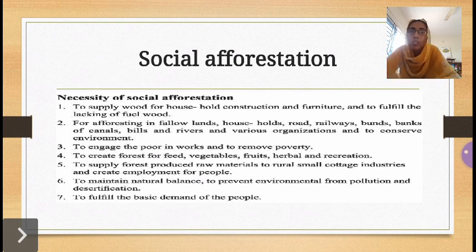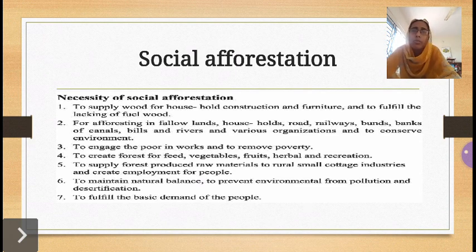For afforestation in fallow lands, households, roads, railways, banks of canals, bills and rivers, and various organizations, and to conserve the environment. The main important issue is that it conserves our environment. It protects us from global warming.